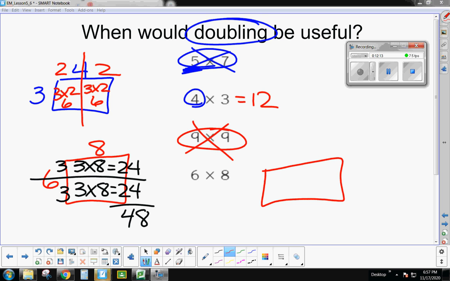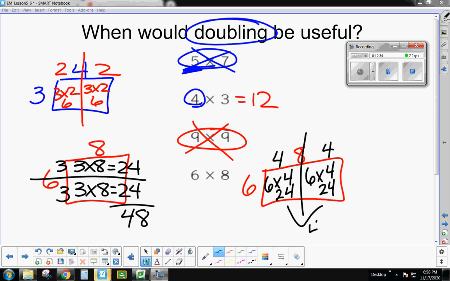Or I could have broken the 8. Break the 8 into 4 and 4. So I would have 6 times 4 over here and 6 times 4 over here. 6 times 4 is 24. 6 times 4 is 24. So 24 and 24 again is 48. So boys and girls, anytime you have a factor that is an even number, you could take that factor, break it in half to make it easier, and then just double those numbers back together.